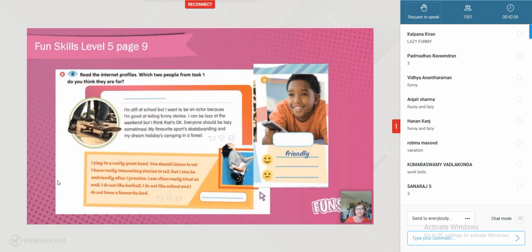Then they read 2 of the internet profiles for 2 of those people that we saw. So I've made it easier for you right now. I've given you Rob, and which of the internet profiles do you think is Rob? Is Rob lazy at the weekend, or does he play in a band and practice and is sometimes unfriendly?